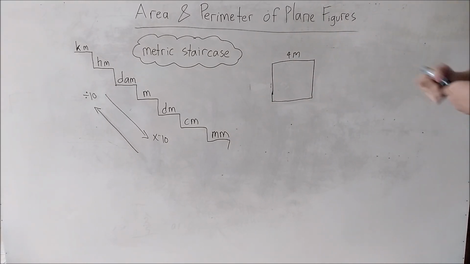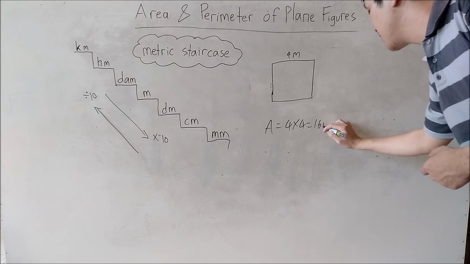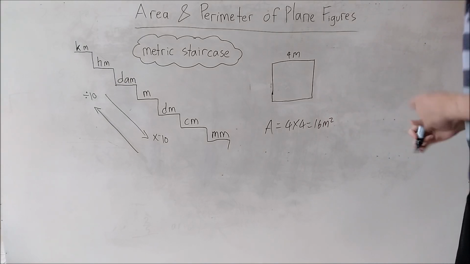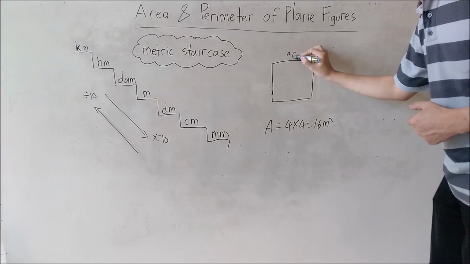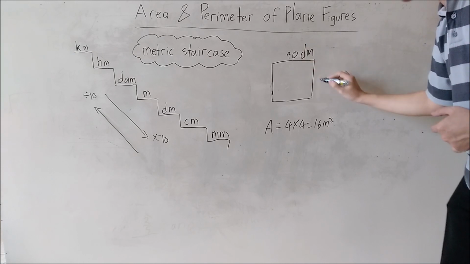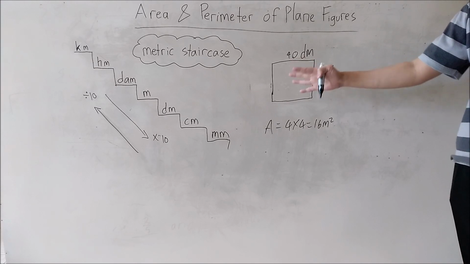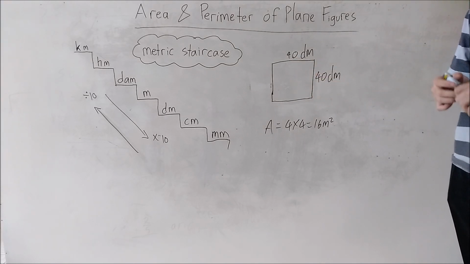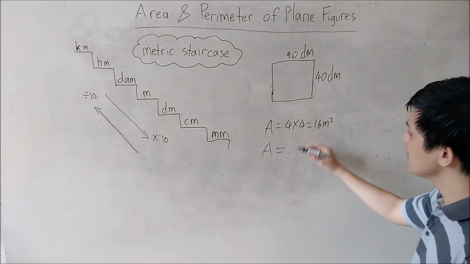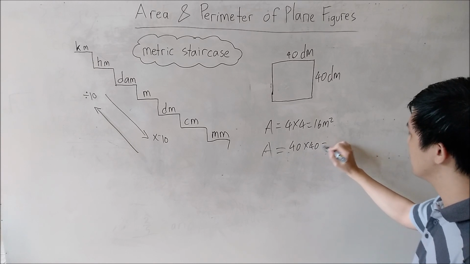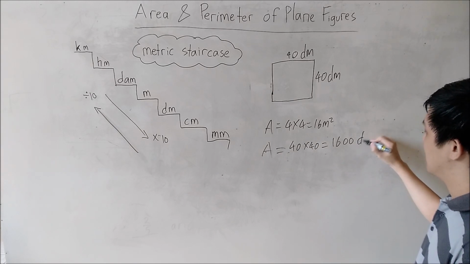So far we had this area, 4 times 4 equals 16 meter square. However, when you change it into decimeter, you have to remember that what will be changed into decimeter is not only one side, but both sides. Now you have a square with the length of 40 decimeter each. So the area of the square itself will be 40 times 40, which is 1600 decimeter square.